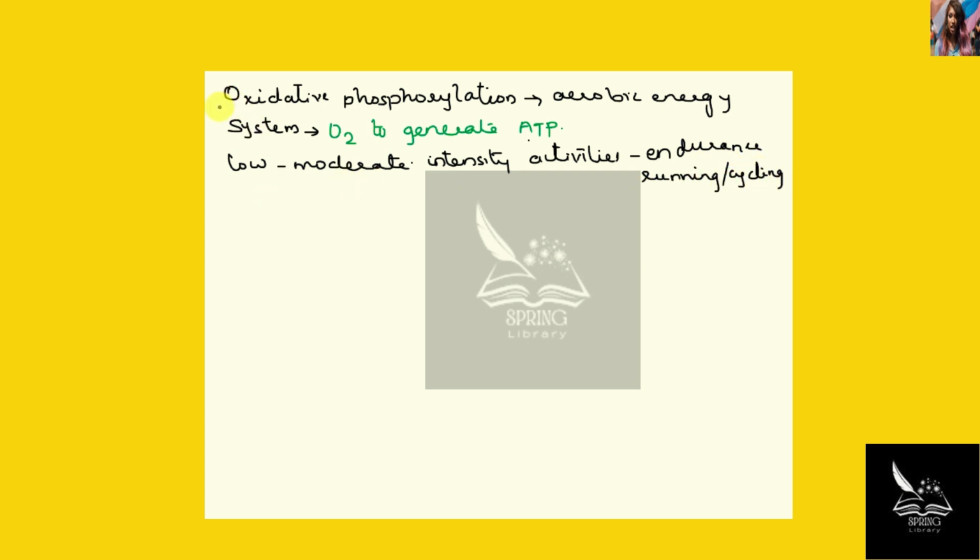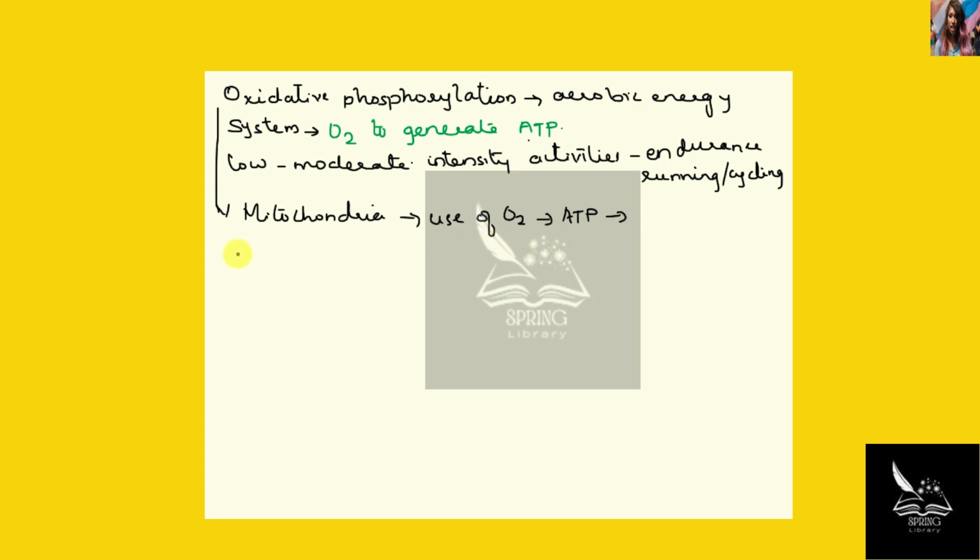The process of oxidative phosphorylation occurs within the mitochondria of the cell, and it involves the use of oxygen to produce ATP from the breakdown of carbohydrate, fat, and proteins.